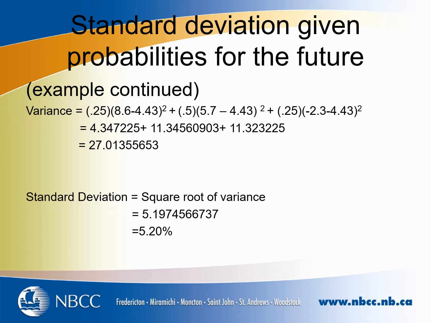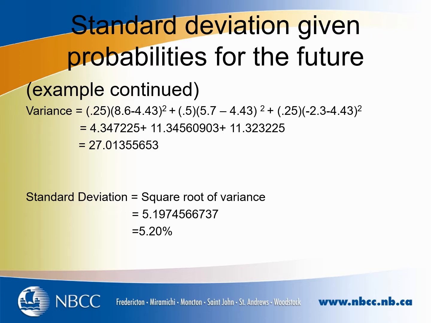So all we have to do then is take a look at the deviation, which in the case of the boom economy, the stock, if you'll recall, was expected to return 8.6%. This differs from 4.43%, so we figure out the difference there, square it, and multiply it by its probability. Then for the normal economy, do the same thing. The 5.7 return minus our expected return, square it, multiply it by its probability. And the same thing for the weak economy.